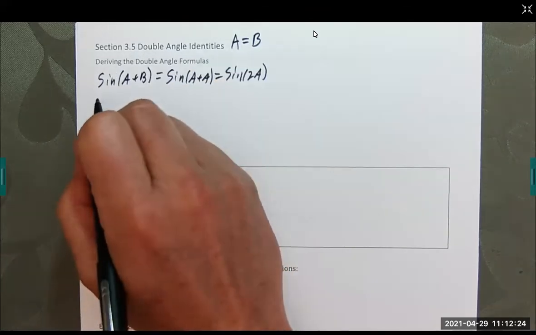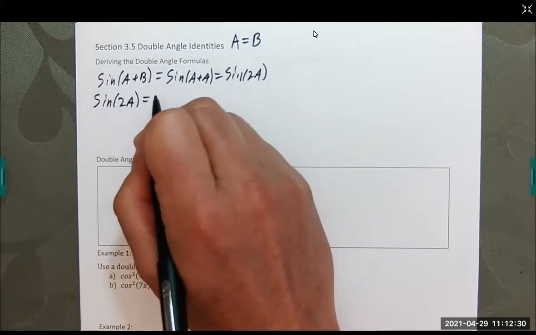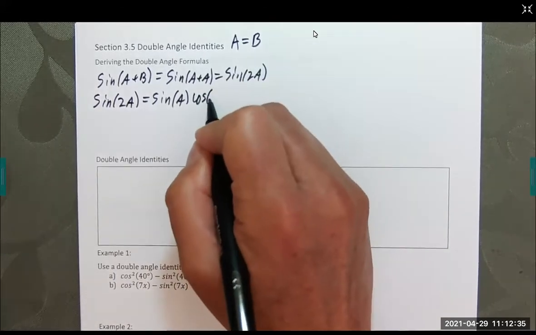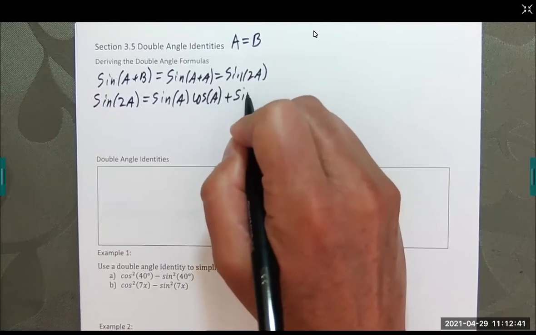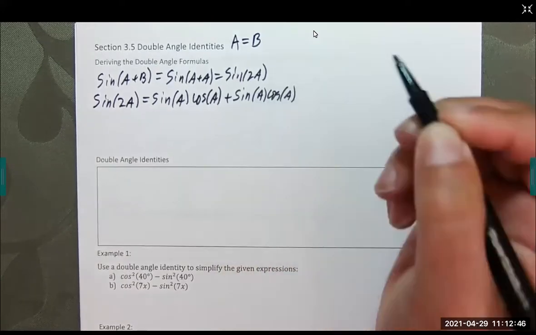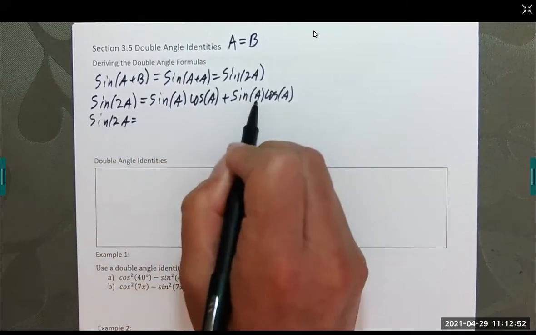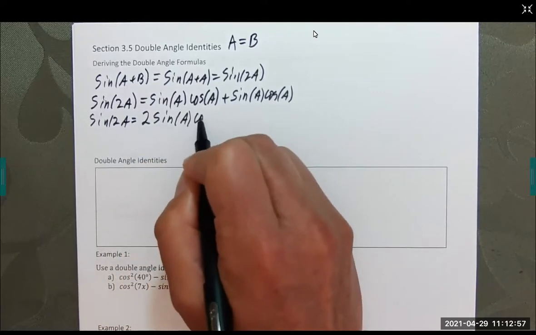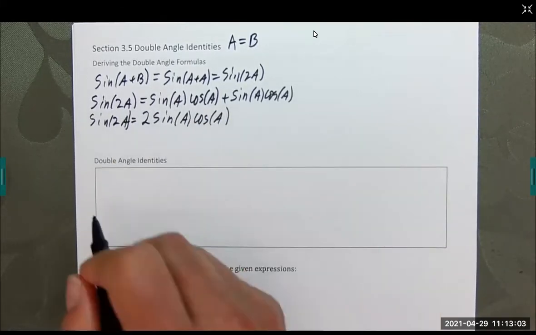And if we take our formula, we end up with sine of A cosine. Now, normally we would put B, but B is A in this case, plus the sine. Normally we would put B, but now we're going to put A, and cosine of A. So we get that the sine of 2A, notice these two are the same, is 2 sine A cosine A, pardon me. So there is our first double angle identity.